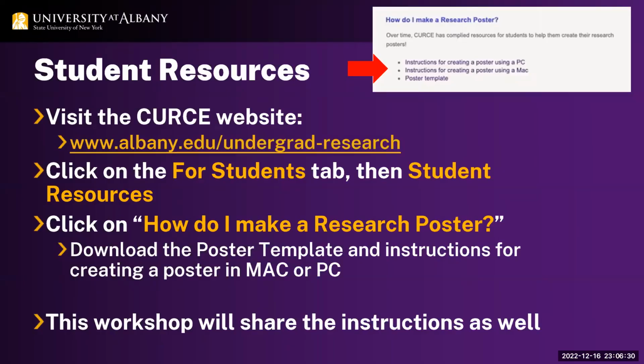Let's start off with where you can find these student resources. You can stop watching this presentation right now and just visit the CURCE website, albany.edu/undergrad-research. On our For Students tab, there's a student resources page. There's a specific question that says, how do I make a research poster? You can go straight there. This presentation, along with instructions for PC and Mac, as well as a poster template, are available for you at any point in time.